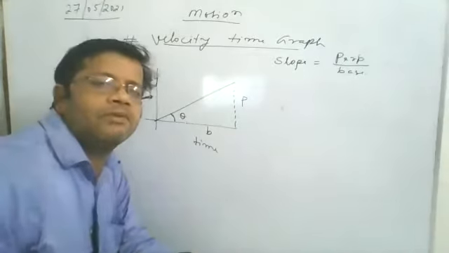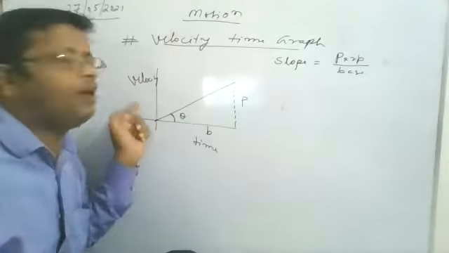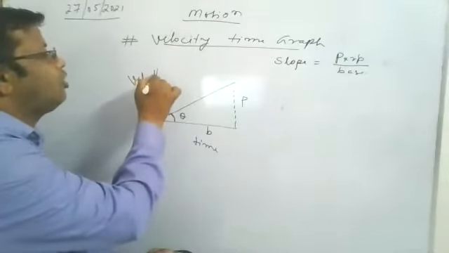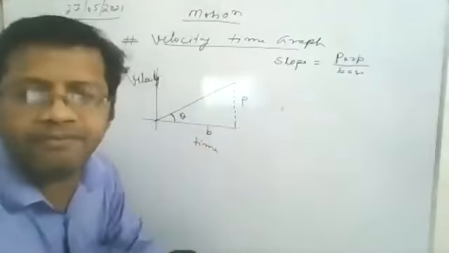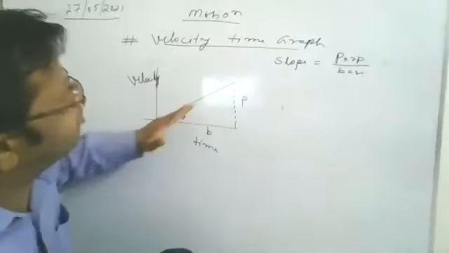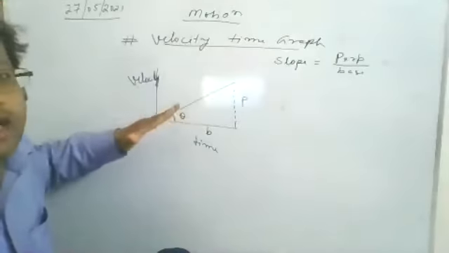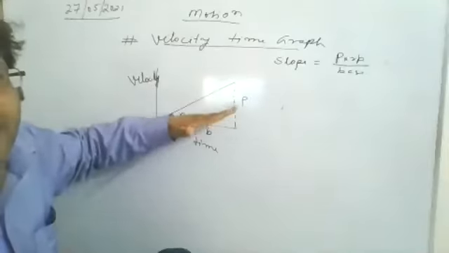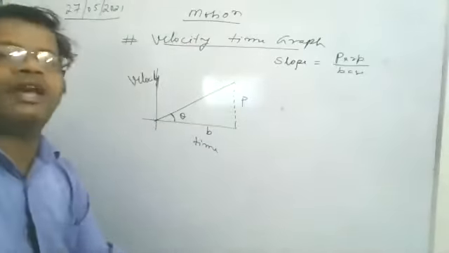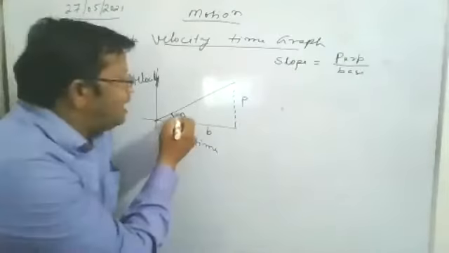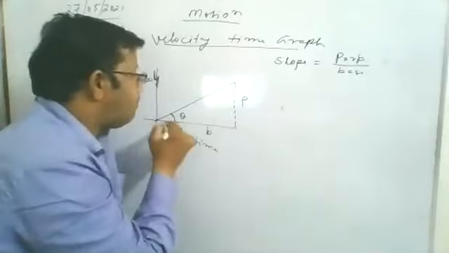Once again, see, all of you, beta, along the y-axis, which physical quantity have we taken? Velocity. Over the x-axis, which physical quantity have we taken? Time. The graph is uniform because this is a straight line with a definite angle, so we can say that slope is constant.